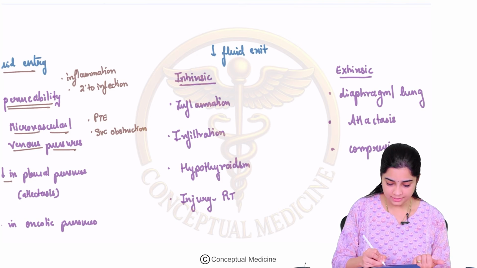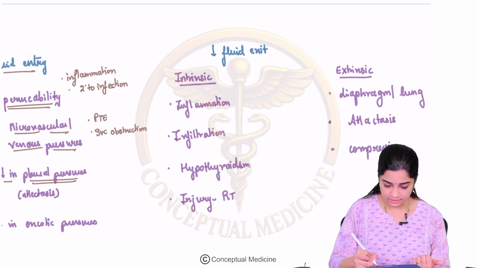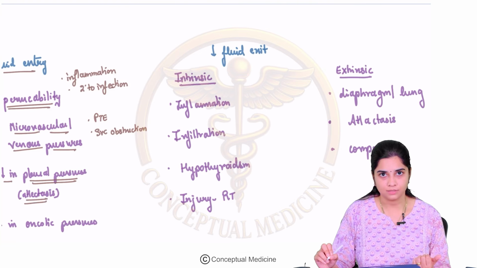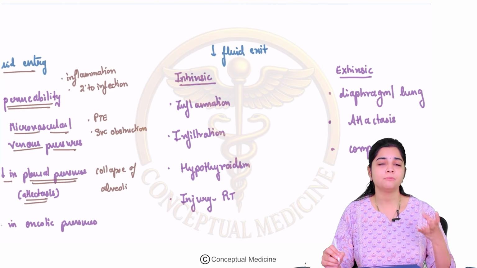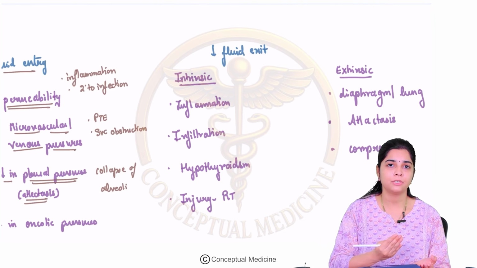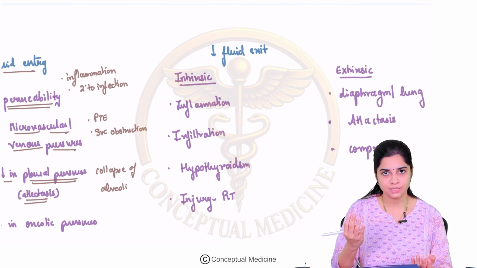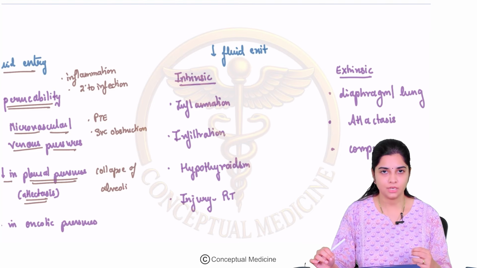Or there can be a decrease in pressure within the pleural cavity itself. That means what? There is atelectasis of the lungs. Atelectasis means what? There is collapse of the alveoli. Whenever there is a collapse of the alveoli, pressure within the pleural space drops, and we know that fluid flows from high pressure to low pressure and hence it becomes a transudative effusion and it gets pushed into the pleural space where the pressures are low.